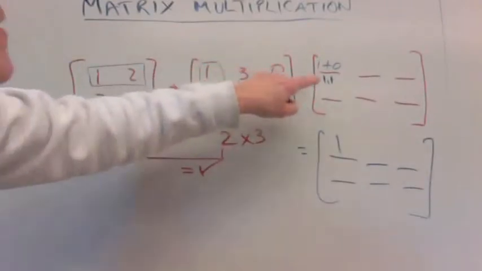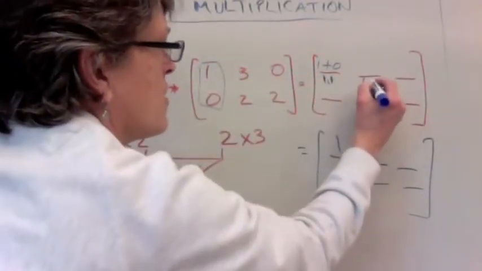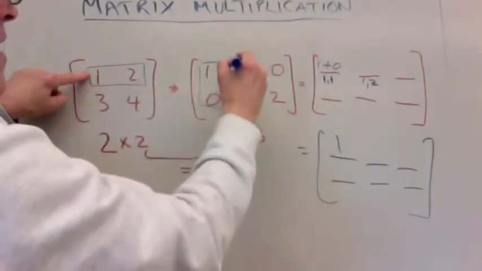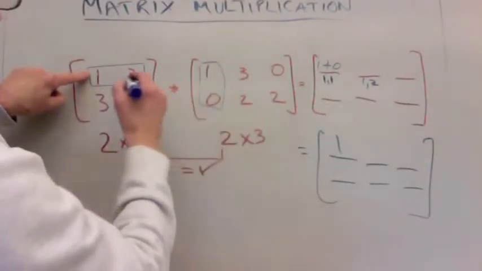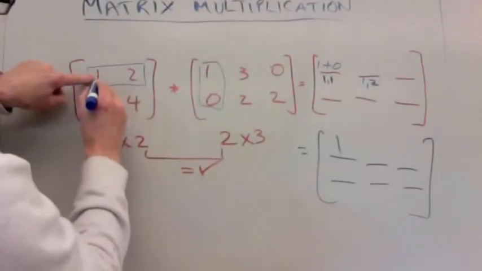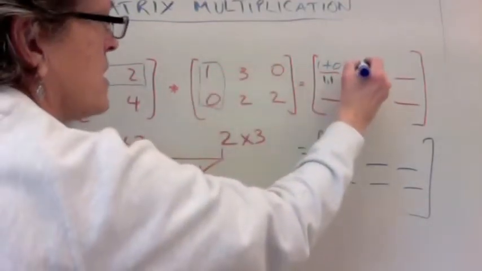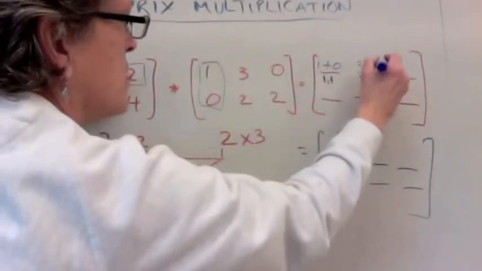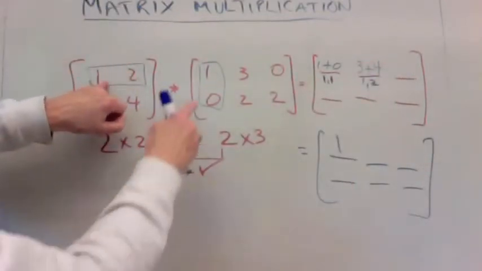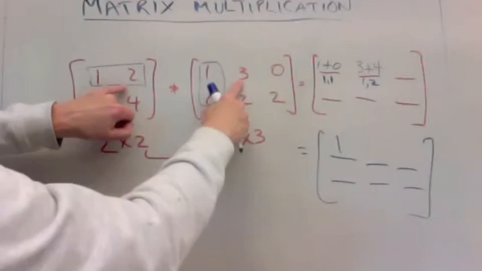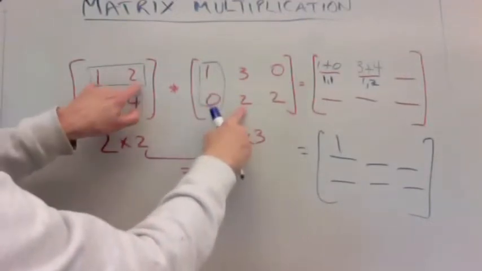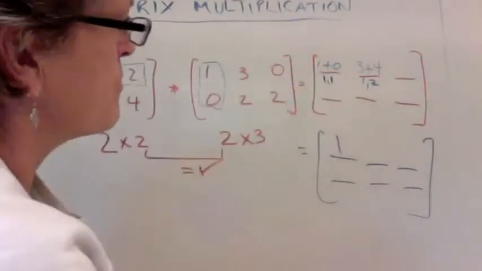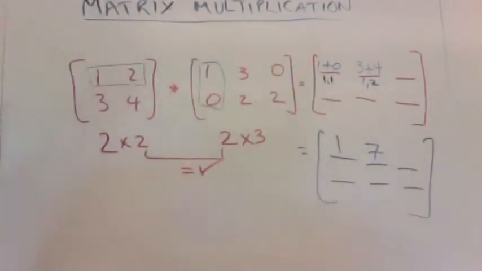To find this one, this is the first row, second column. So I'll take the first row and now multiply by the second column. Corresponding entries, 1 times 3 is 3, plus 2 times 2 is 4. It's as though I took this and put it right there and multiplied those together. So 3 plus 4 is 7.